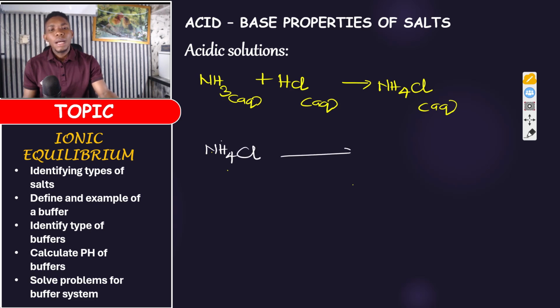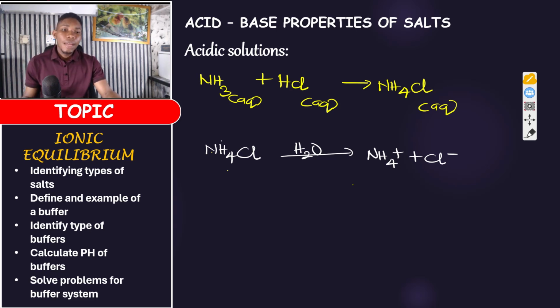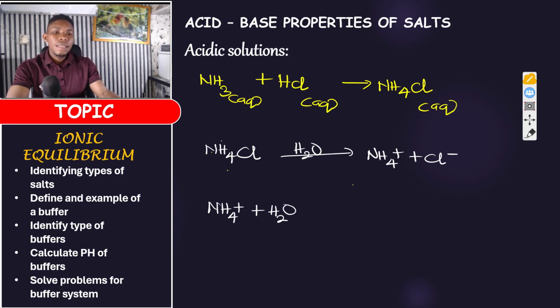Ammonium chloride, you pass it through water, it's going to dissociate to give us the ammonium ion plus chloride ion. Is that okay? Now, this ammonium ion can be hydrolyzed. So if you take this ammonium ion plus water, H2O, in this case, this ammonium ion here is an acid. Are you getting it? Is an acid.